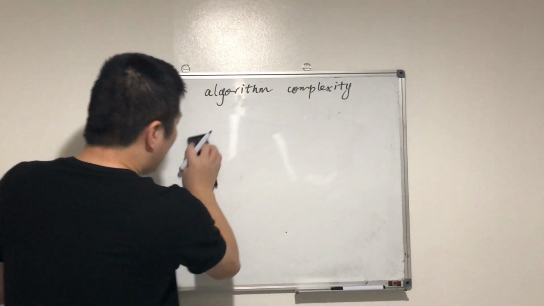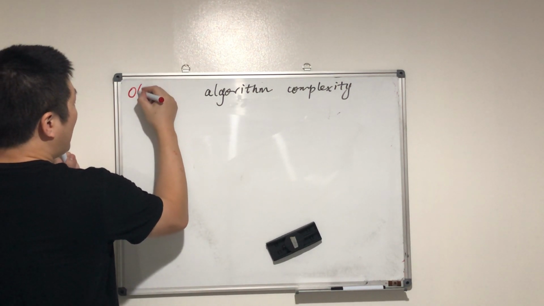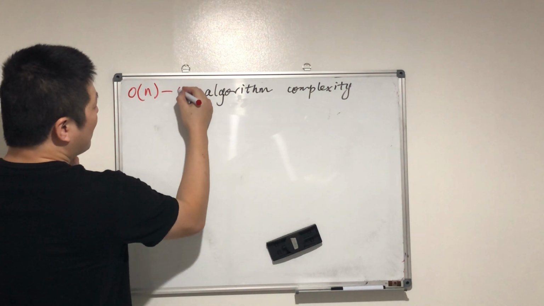So this is linear search. You remember. I put it here: O(n), linear search, and this is called linear.